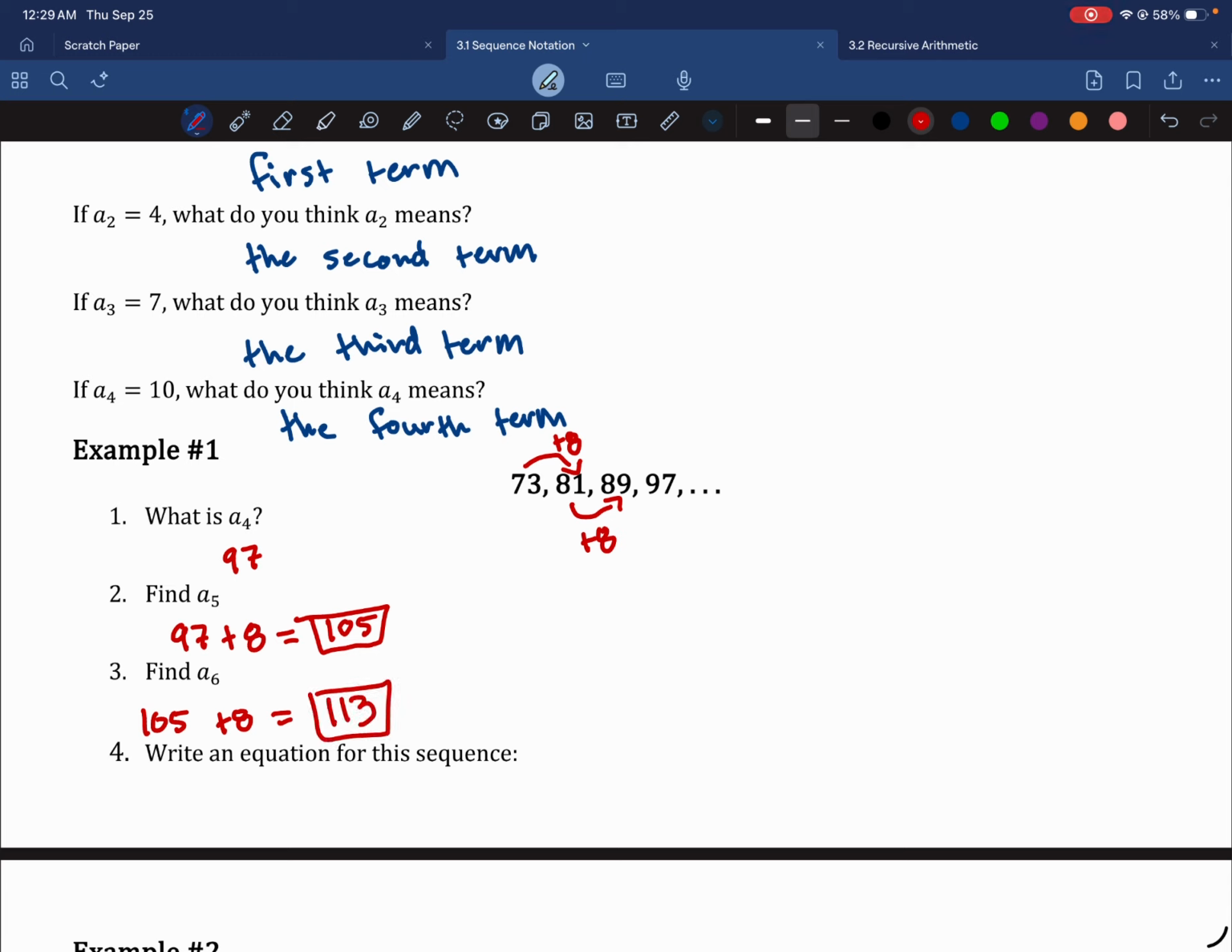Okay? Now for today, we're not going to worry about writing the equation. That will be tomorrow's problem. Right? So don't worry about doing that one.